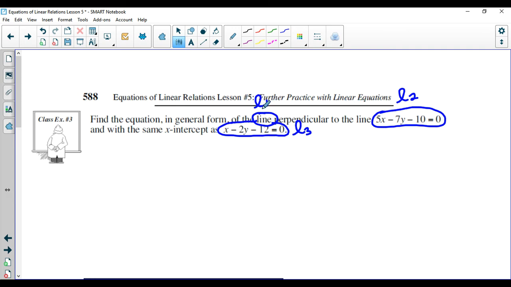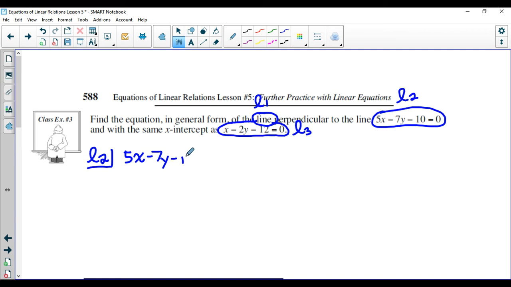Okay, so the first thing I'm going to do here is, if we're going to use the slope point equation, or even y equals mx plus b, I need to know the slope of the line we're going to write the equation for. So what I'm going to do is calculate the slope of line 2, and then figure out what the perpendicular slope is, and then we'll know what the slope of line 1 is. So let's go to this. So we'll start off with line 2.